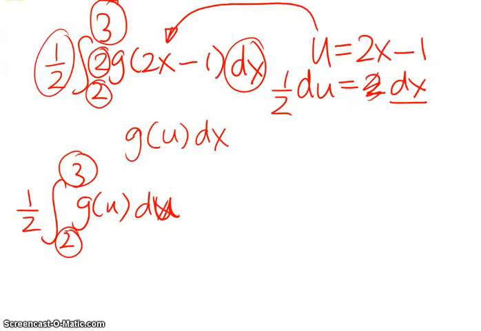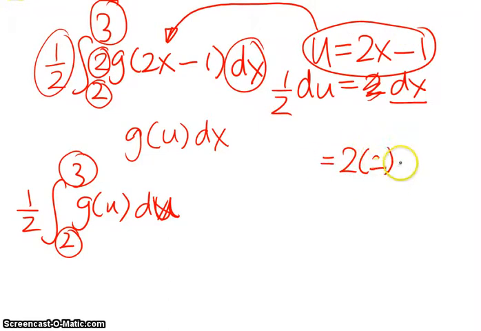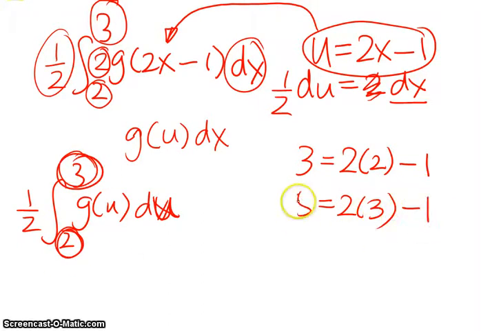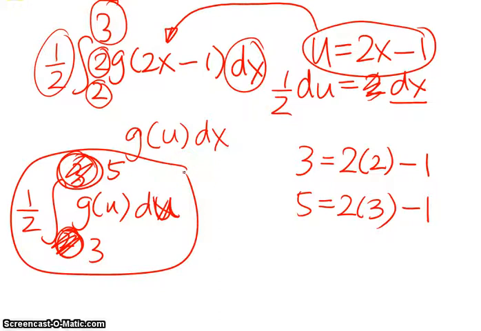So if you turn everything into u, what does it equal to? Look at this equation here. When x is equal to 2, u is equal to 3. When x is equal to 3, u is equal to 5. So therefore, this whole thing will turn into 3 to 5. That will be the answer for such a question.